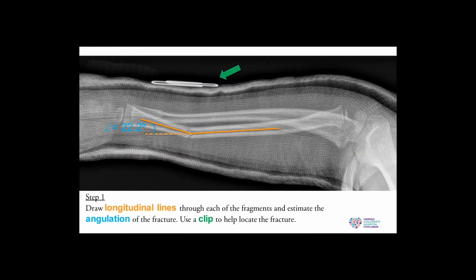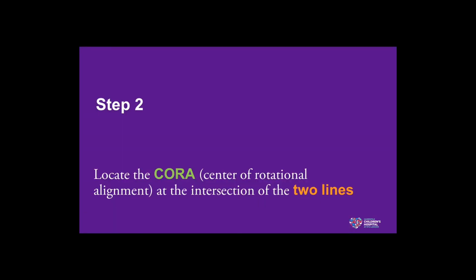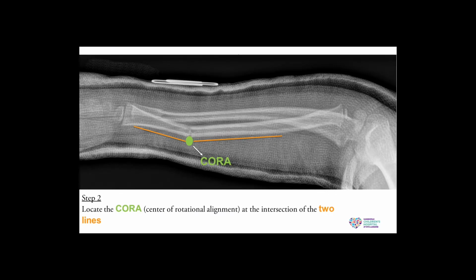Step 1, you want to draw longitudinal lines to reach the fracture fragments and estimate the angulation of the fracture on the radiograph. We suggest using a paper clip to help locate the fracture. Step 2, you want to locate the center of rotational alignment at the intersection of the two lines drawn.